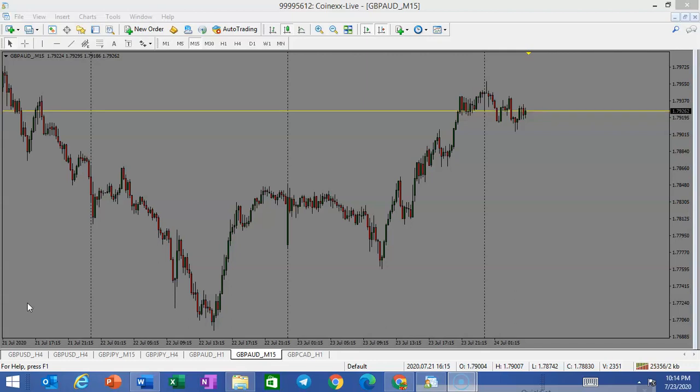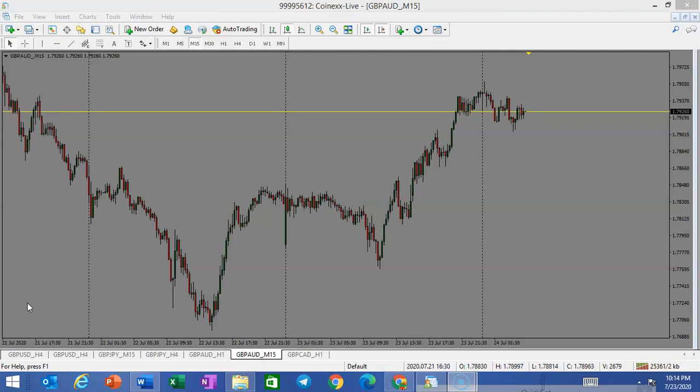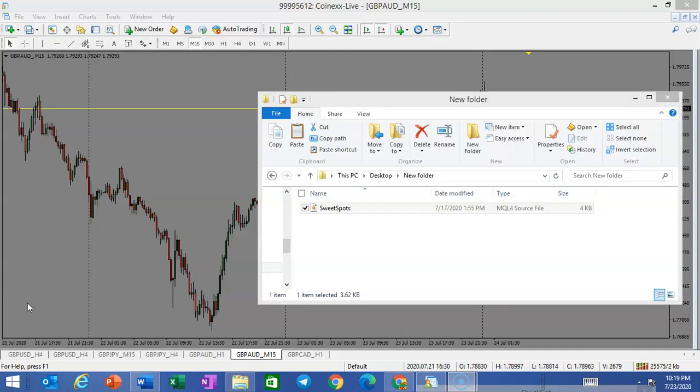So what I have today is an indicator that would help us in identifying the potential institutional buying and selling levels. And for all intents and purposes, I have already downloaded the indicator. However, the indicator will be in the description box for you to download. So it's here in a folder on my desktop.